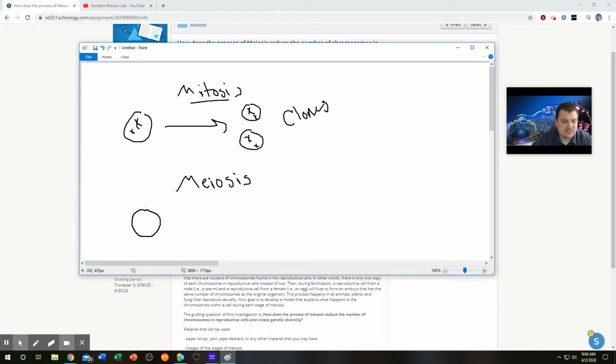So meiosis, if we started, let's say I'm looking at a male here. Here's the male's DNA in his sperm. So he's going to make sperm here, and we're actually going to end up with 4 cells when it comes to this. And what we actually notice is they have half the DNA.